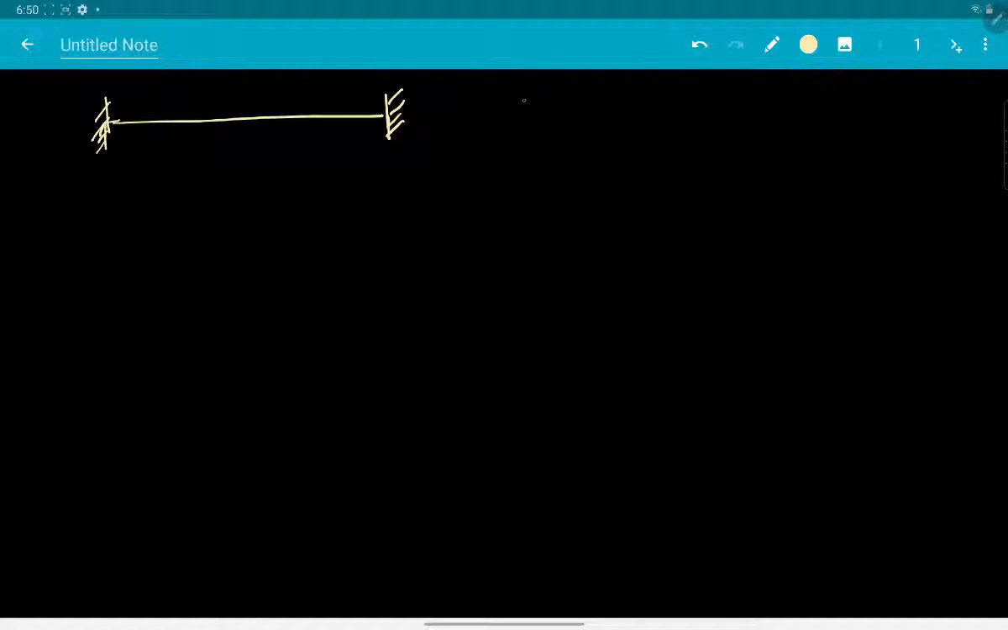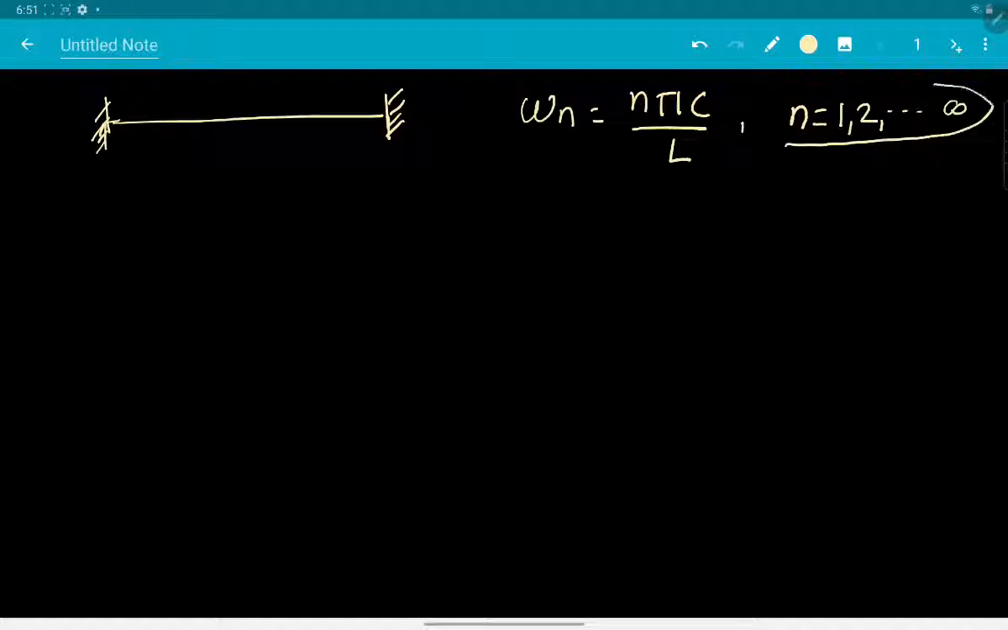The expression that we derived for natural frequency was something like this: n pi c by L. Which essentially means that there are an infinite number of natural frequencies as n ranges from 1 to infinity. So n can take any of these integer values, which start from 1 and go till infinity. Depending on which n value it is taking, that natural frequency we are considering.